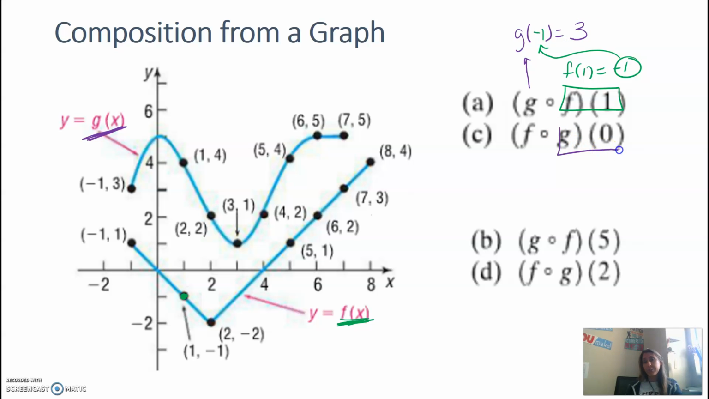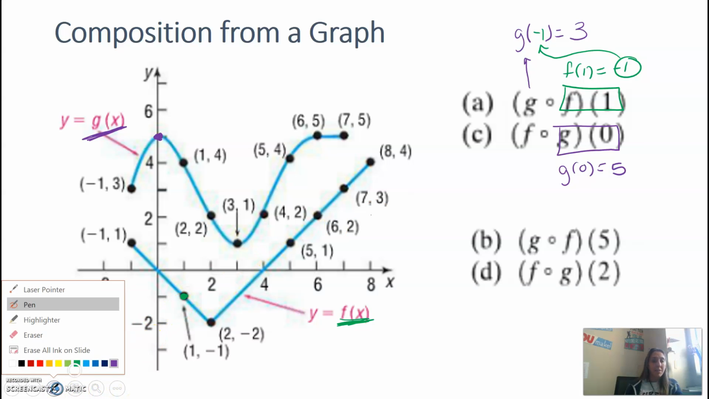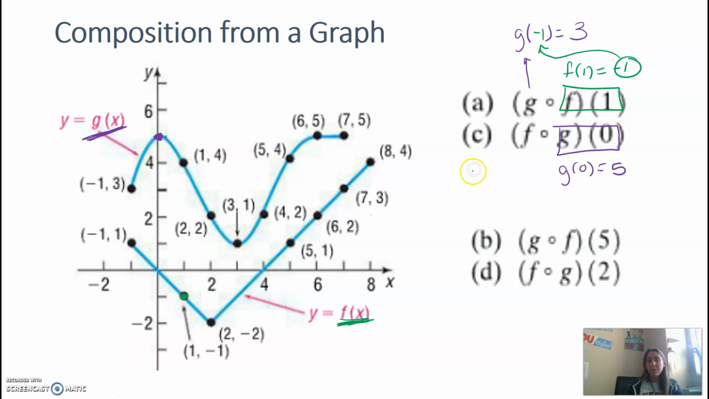And we're going to do the same thing. We're going to find g of 0. Okay, g of 0. When x is 0, we go up. Oh, there's no point there, but that blue line says there's something there. Well, y is 5 there. When x is 0, y is 5. And then we're going to plug that 5 into f. So the f is going to drop down, and we go over to 5, and we're looking at f of x, which is 1.